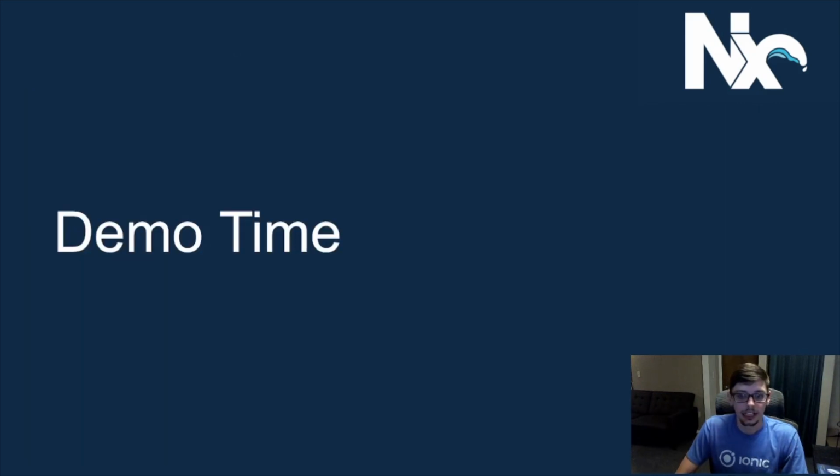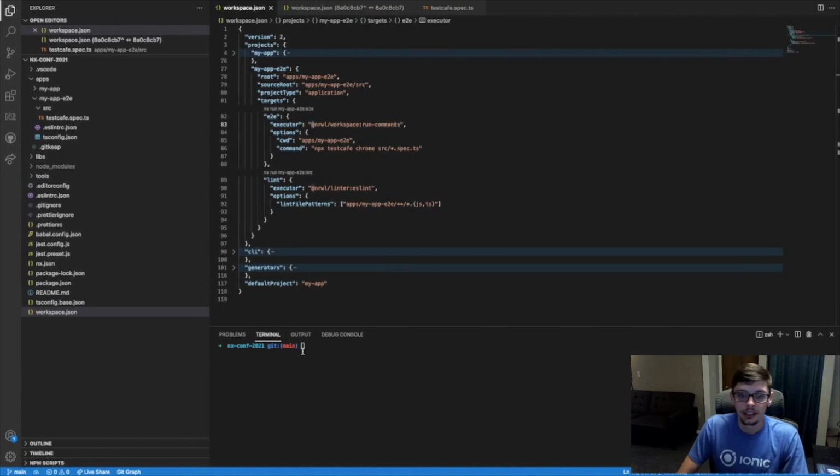Now let's take a quick look at a demo I've prepared to demonstrate using this executor with TestCafe. Now, if you've never looked at your workspace.json before, it may be a little overwhelming, but once you break it down, it's not so bad.